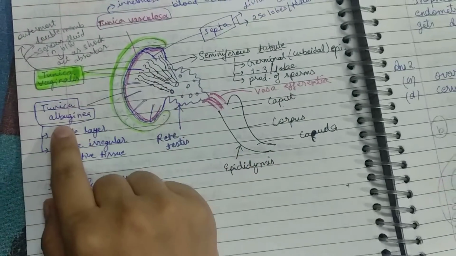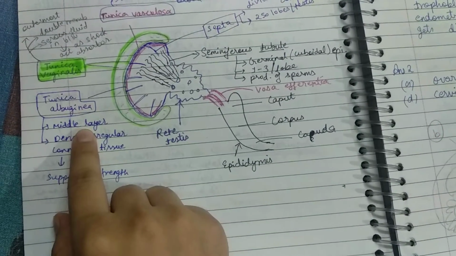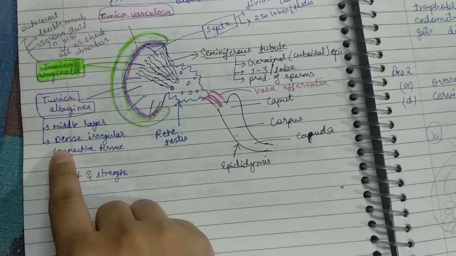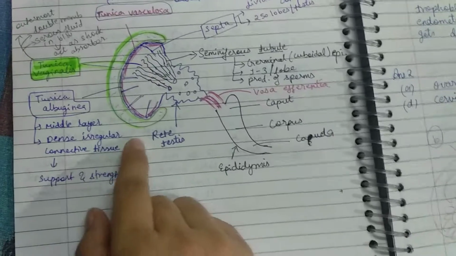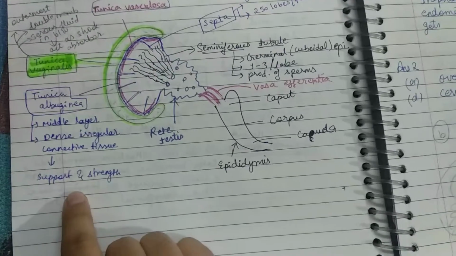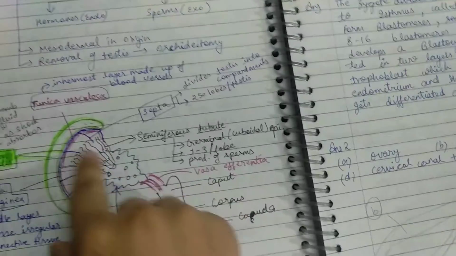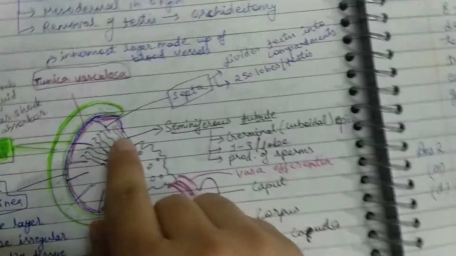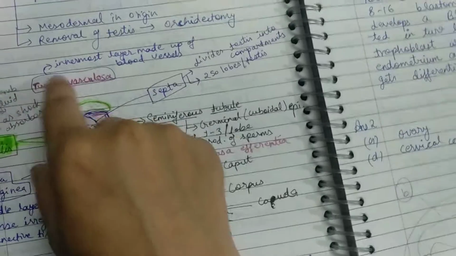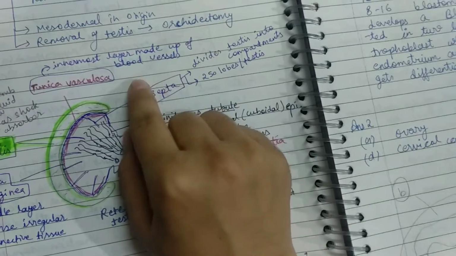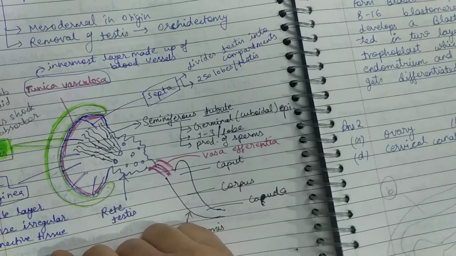After that, inside the tunica vaginalis is the tunica albuginea. It is the middle layer, and it is dense. It is made up of dense irregular connective tissue, and since it is a connective tissue, it supports and provides strength. After that, it is the tunica vasculosa, the pink one. I have labeled it tunica vasculosa. It is the innermost layer, which is made up of blood vessels, so it will definitely have a lot of blood supply.